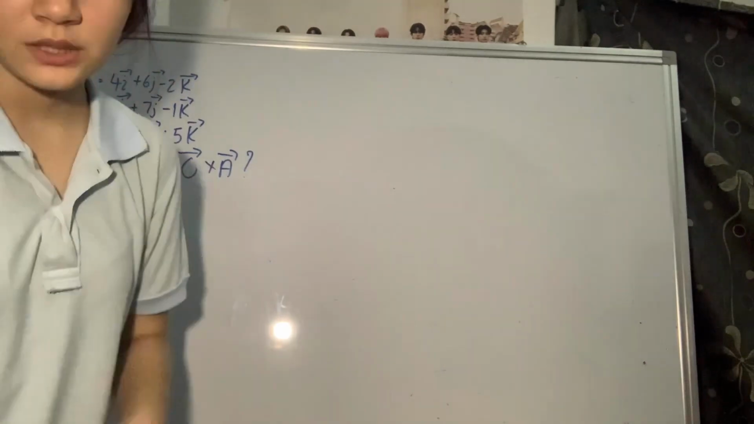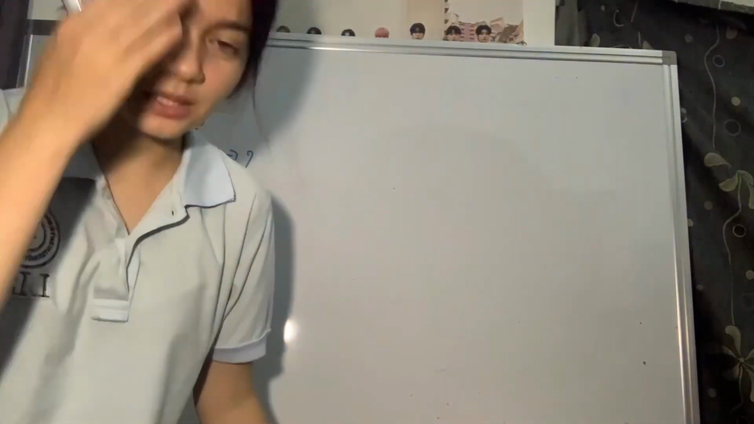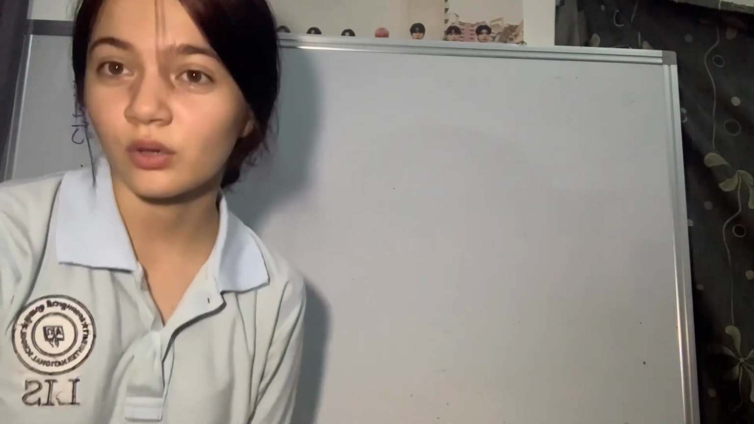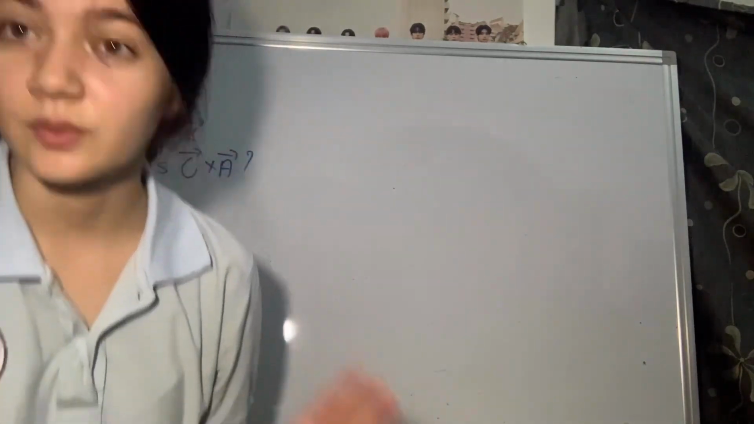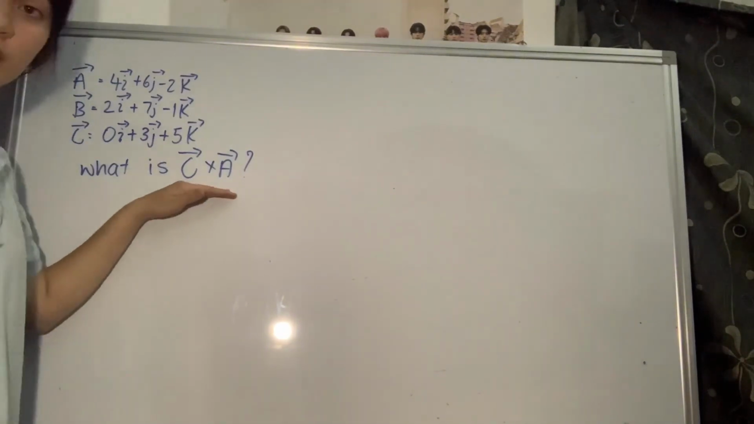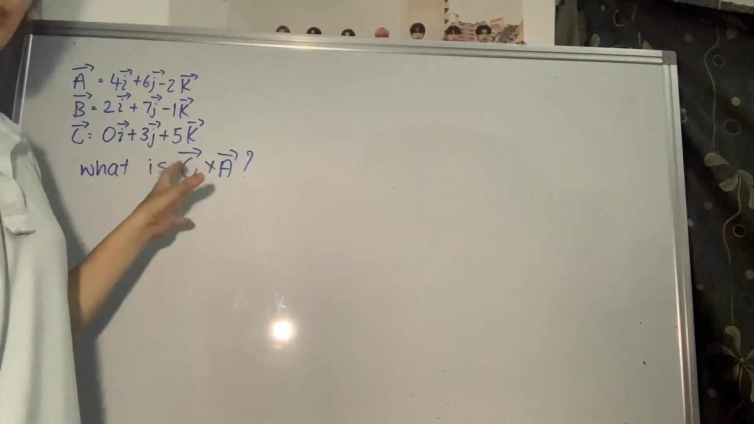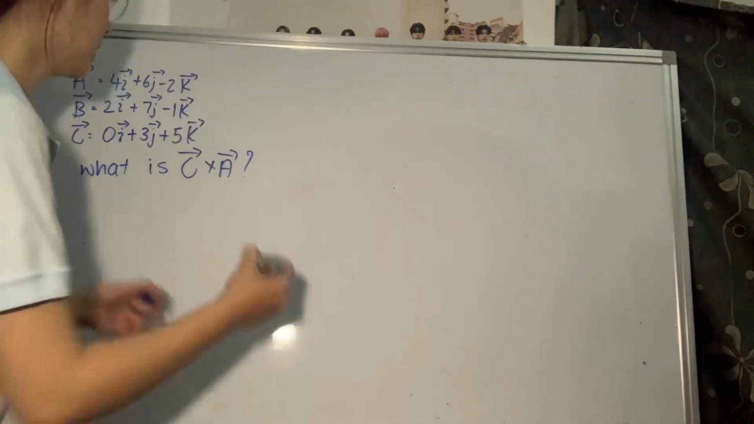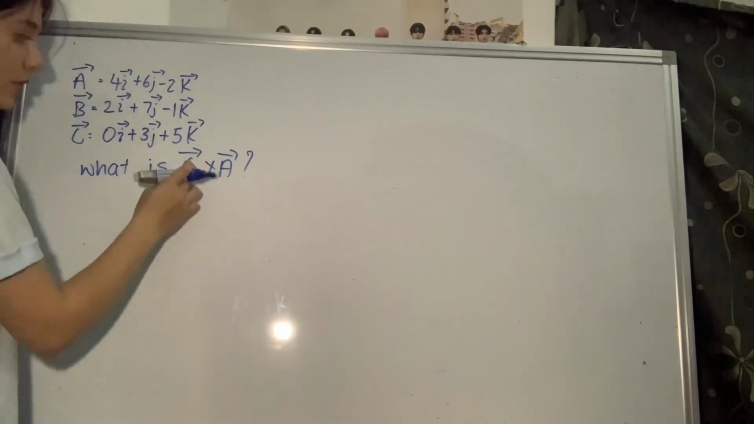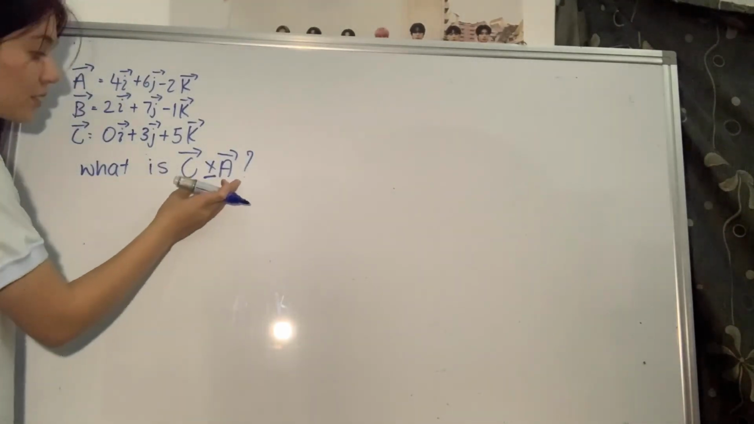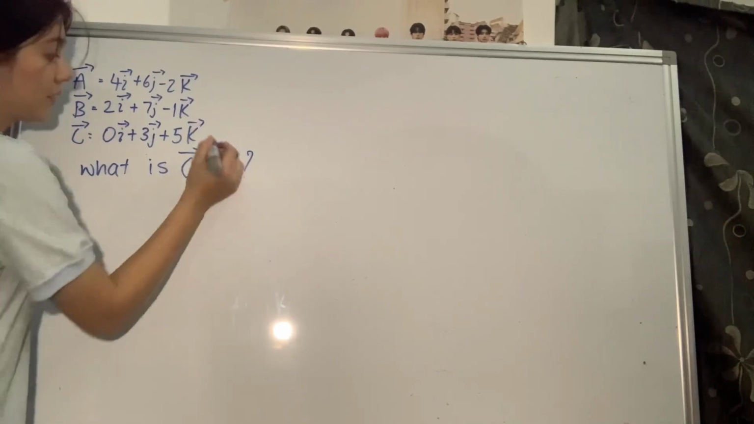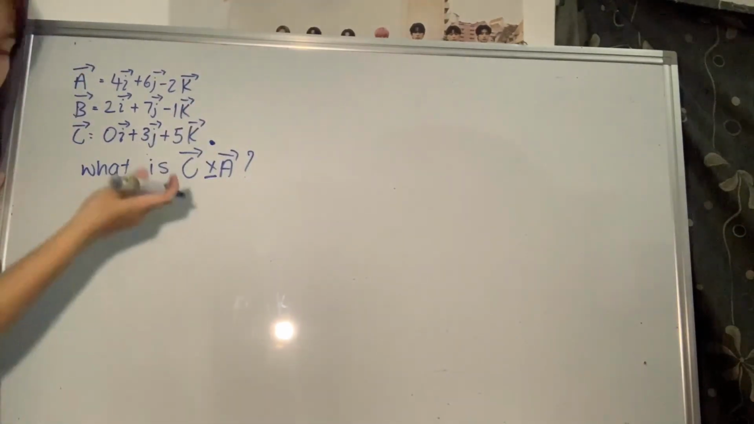As for introduction, my name is Annie Woodhouse. I'm from grade 12, and today I will be doing what is the cross product of vector C times vector A. The difference between cross product and scalar multiplication is this part right here. If it's cross product, then it will show an x or multiplication sign, and if it's a scalar, it will show a dot, just like that.